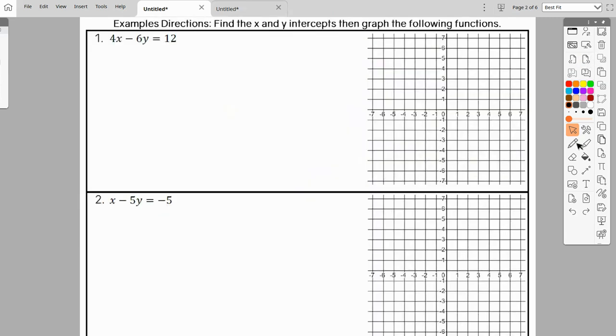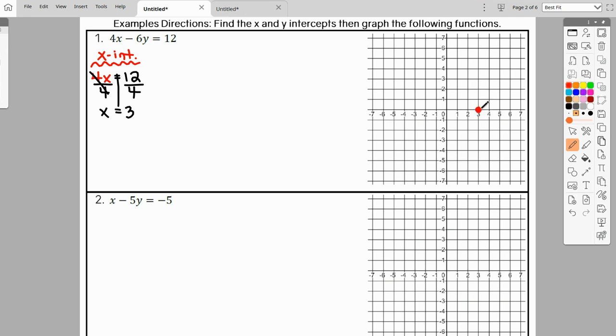So again, I'm going to start by finding my x-intercept, which is going to be keeping your 4x in the problem, ignoring the -6 that's with y, and setting it equal to the other side of 12. We divide each side by 4 to get x by itself, and that's when I get x equals 3, which is my x-intercept point. So on the x-axis, I plot a point of 3.